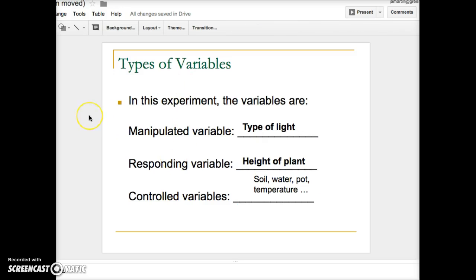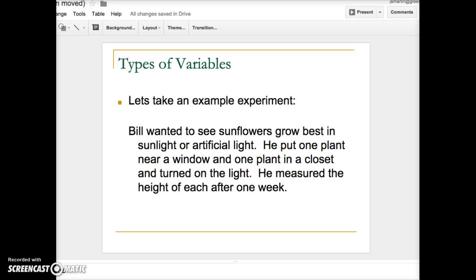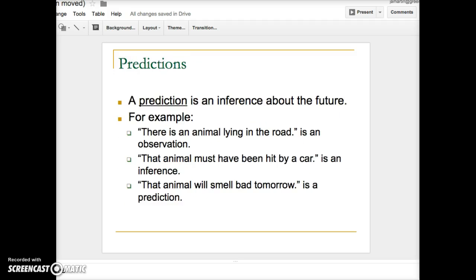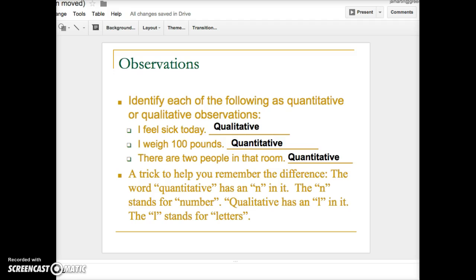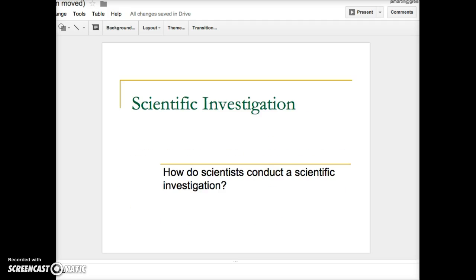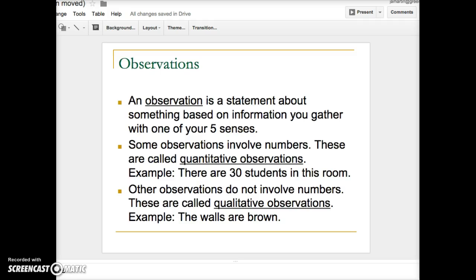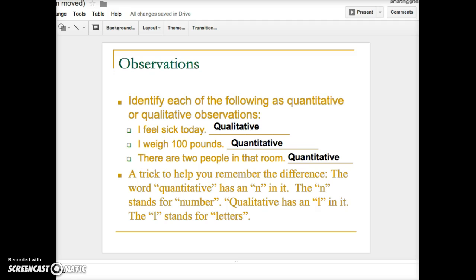Okay, so we've gone over a lot of information today. Let's go back and review. I'm going to stop right here for now for variables. I think we've received a lot of information today, and I want to go back and review briefly what we've talked about. We've talked about scientific investigation and observations. We have 2 types of observations, a quantitative observation and a qualitative observation. Quantitative involves numbers. Qualitative involves letters.